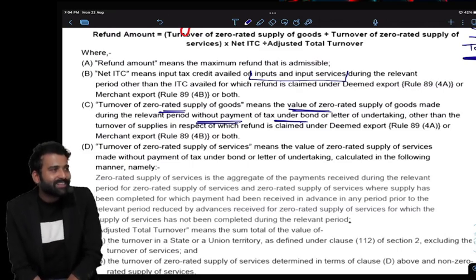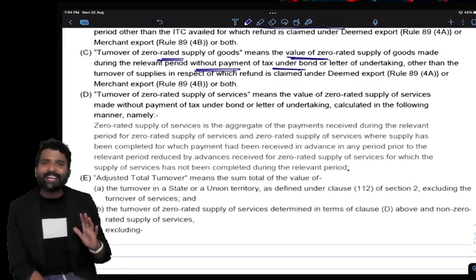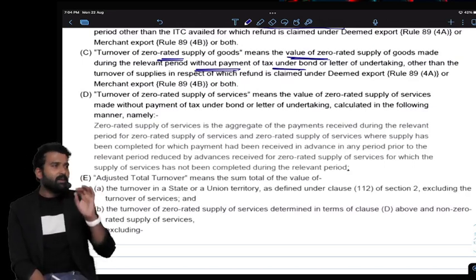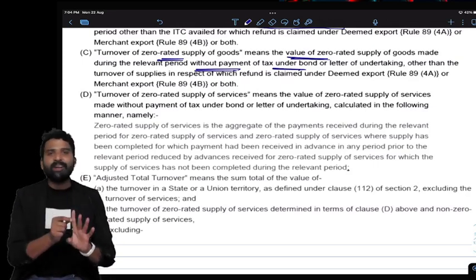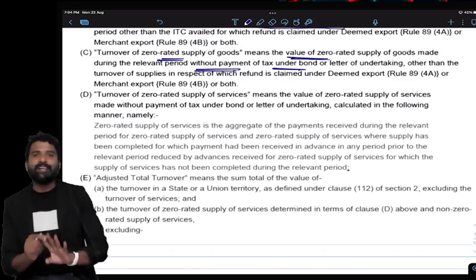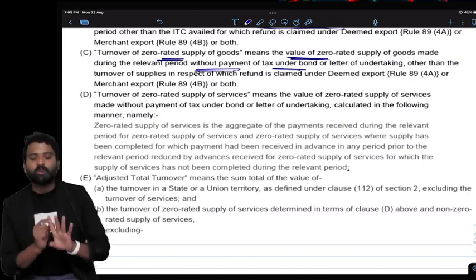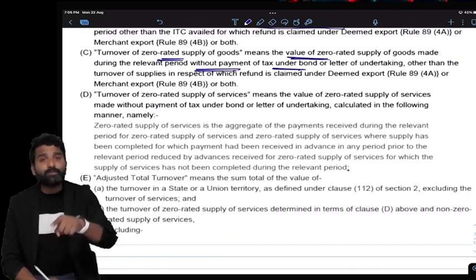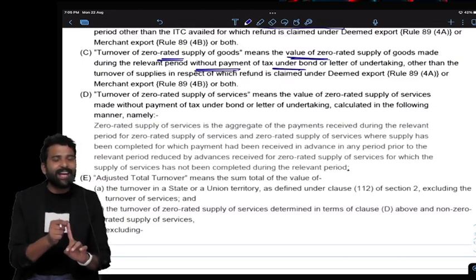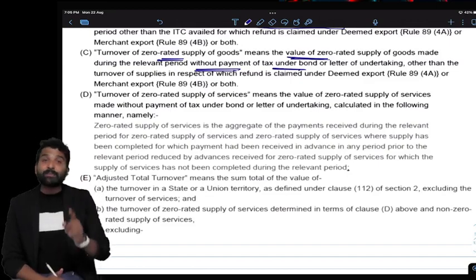Getting it? Yes. Now, what is the turnover of zero rated supply of service? In crux, I can explain it in a single line. Zero rated supply services turnover means services completed and payment received. Only that turnover I have to include where services are completed and payment is received. Now I can include that turnover in my zero rated supply. I told you my export will complete only when I am receiving the payment in foreign exchange. So what is my zero rated supply in case of services? Services are complete and the payment received. That will be the turnover of zero rated supply of services.